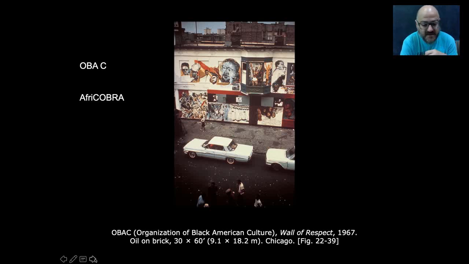And OBAC was the Organization of Black American Culture. One of the first things they did was this Wall of Respect in Chicago. That's sort of a renewal of murals that kind of died out. Remember we talked about the Big Three, Siqueiros, Orozco, and Diego Rivera, the famous spouse of Frida Kahlo. But it died out, and it hadn't been seen in inner cities. So this is a really new, powerful thing, the Wall of Respect in 1967.